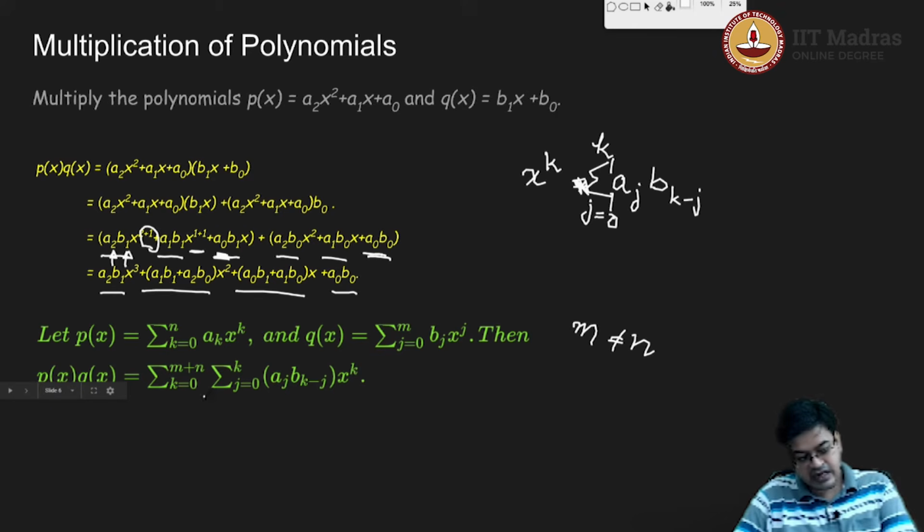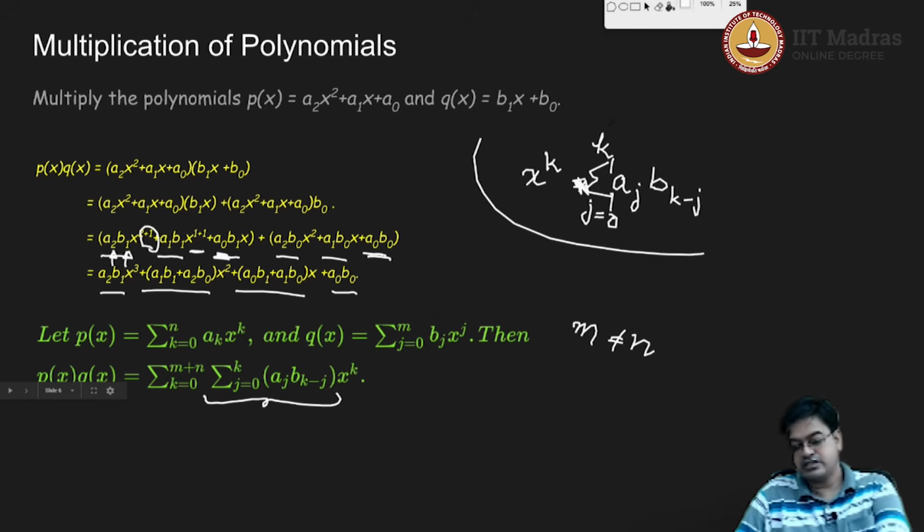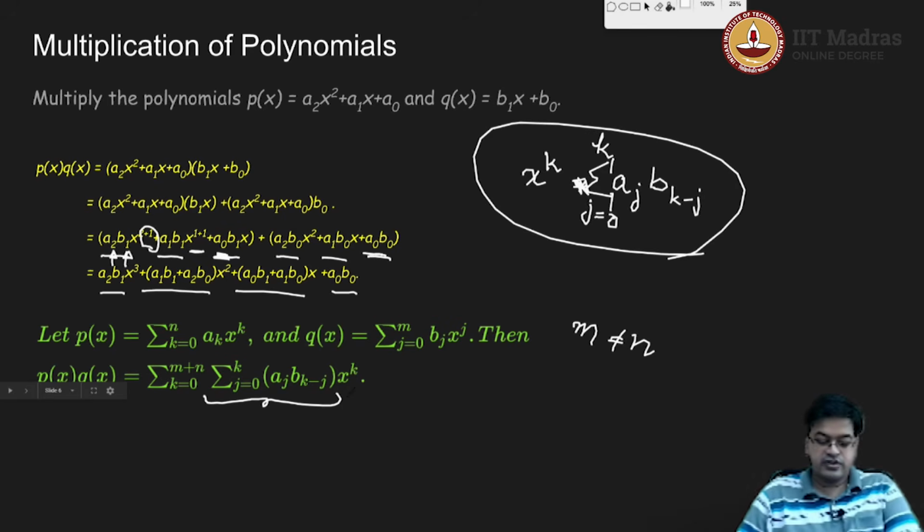The coefficient is actually given here. Summation over j equal to 0 to k, aj b(k minus j). This is what we have figured out in this expression, the coefficient of x raised to k. Then the question is how far the degree will go. The degree will go till m plus n when m is not equal to n. If m is equal to n, then the degree will go to 2n. That's okay. So k is equal to 0 to m plus n, and each coefficient of x raised to k will be the sum over j equal to 0 to k of aj b(k minus j).